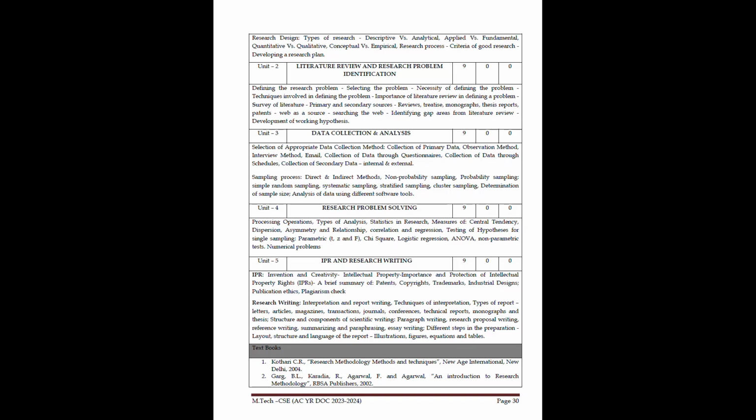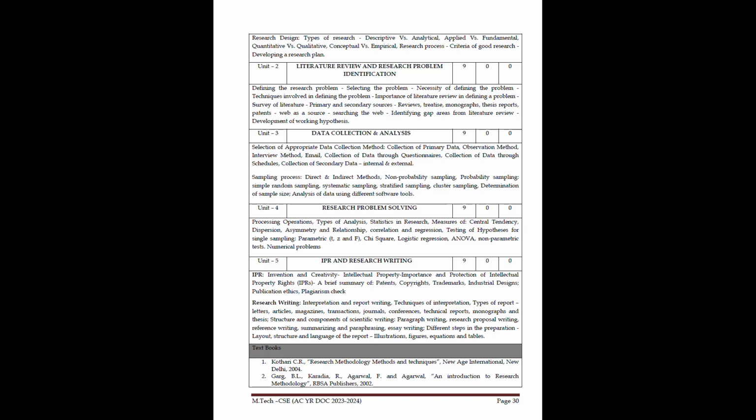Now, Unit 3 covers data collection and analysis, in which you'll learn about selection of appropriate data collection method, collection of primary data, observation method, interview method, email, collection of data through questionnaires, collection of data through schedules, and collection of secondary data, internal and external. Then the sampling process, in which you'll learn about direct and indirect methods, non-probability sampling, probability sampling, simple random sampling, systematic sampling, stratified sampling, cluster sampling, determination of sample size, and analysis of data using different software tools.